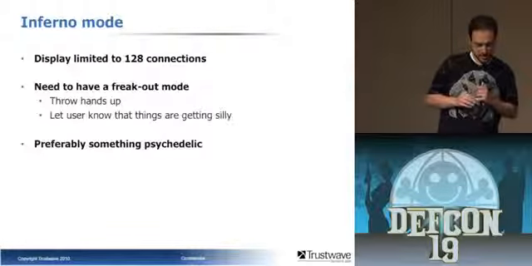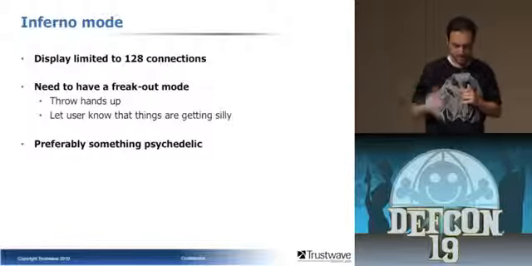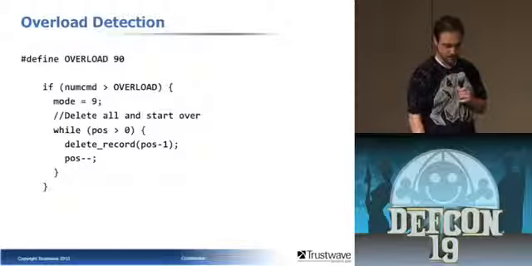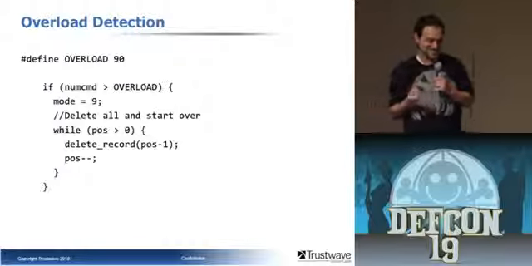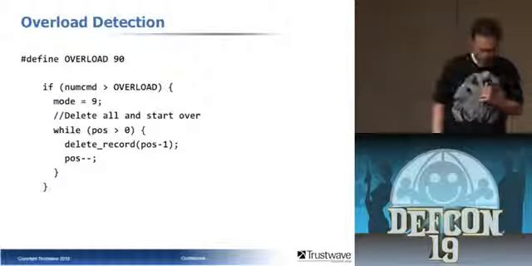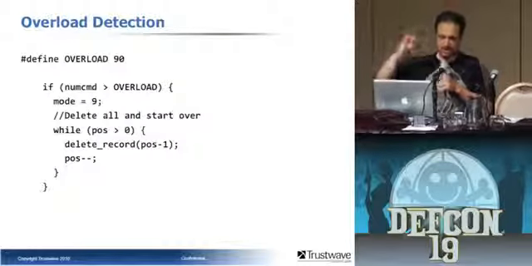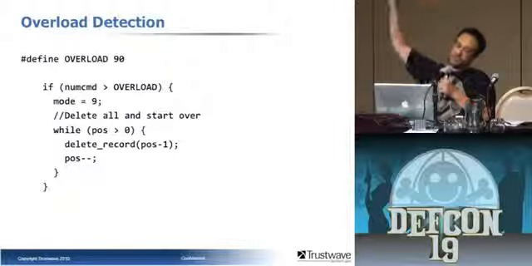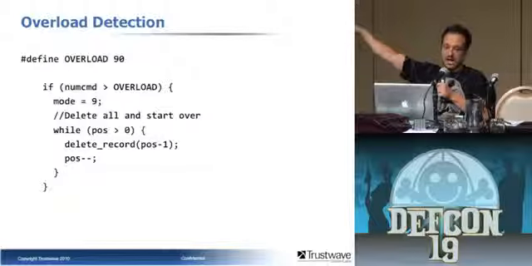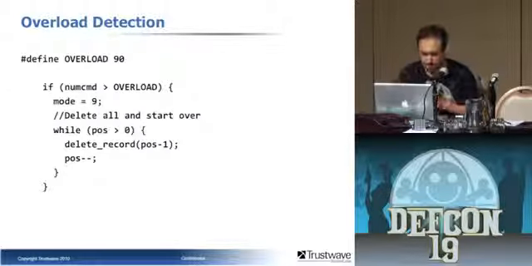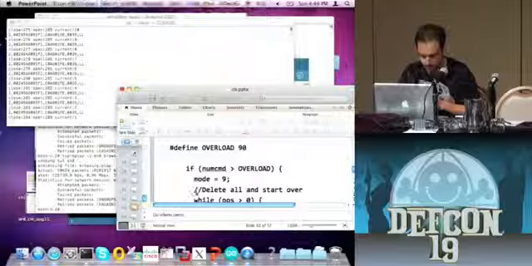Inferno mode is a meter that basically keeps track of how many connections are coming in, and I was thinking preferably something kind of psychedelic, so at least if you're getting totally owned, you could be like, whoa, cool, look, my blinky lights are all messed up. So overload detection: define overload as 90. You can define this whatever you want. That's a very conservative number. If the number of commands is over the overload, mode 9 is the bad one, right? So I'm down to 5 here. I think this is actually going to work out just about right.